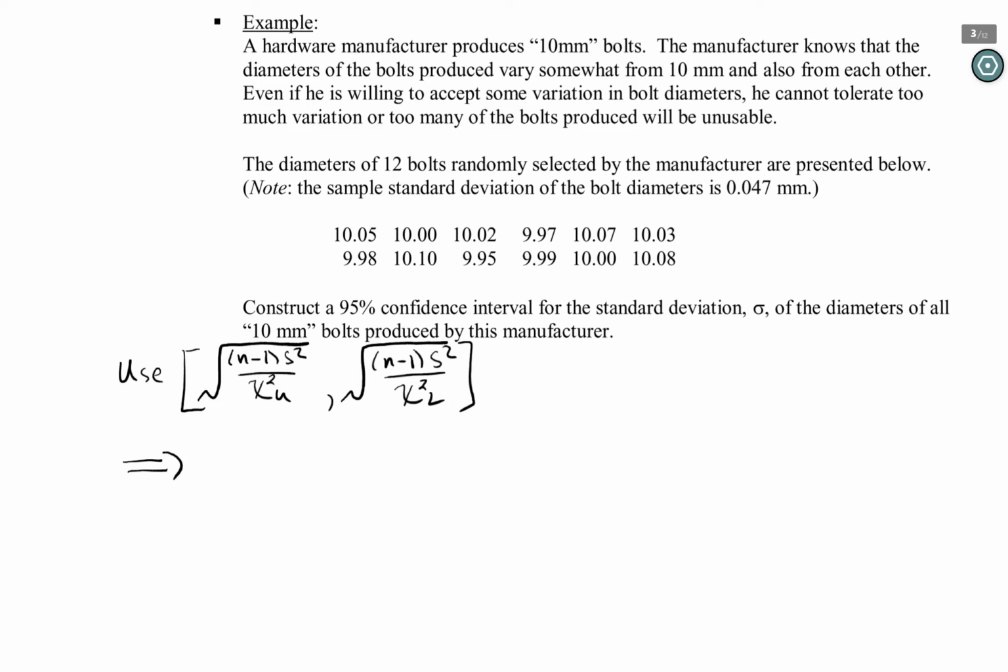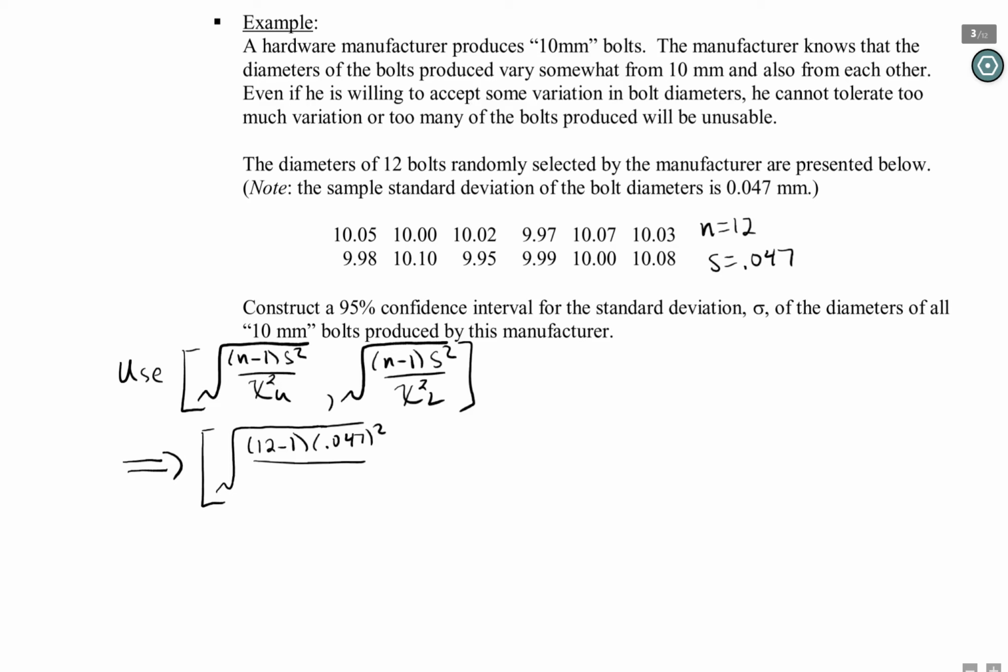Okay, I've got that set up there. I can just plug in the values I need now. So I have the square root of n minus 1. Well, what's n? Here, n is 12. And also the standard deviation is 0.047. You can verify that if you want to, by putting this data set in JMP or your calculator to compute that standard deviation. So I plug in here: 12 minus 1 times s squared, 0.047 squared, divided by chi squared U. What is chi squared U?